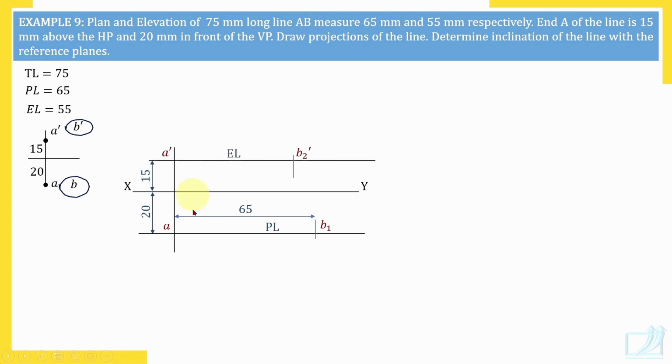So out of 6 views, these 2 views we could complete, A dash B2 dash and AB1. And in this process, we have brought 4 measurements on paper. Check here, 15, 20, 55 that is EL and 65 that is PL. Insert dimensions after completing the drawing, remember.